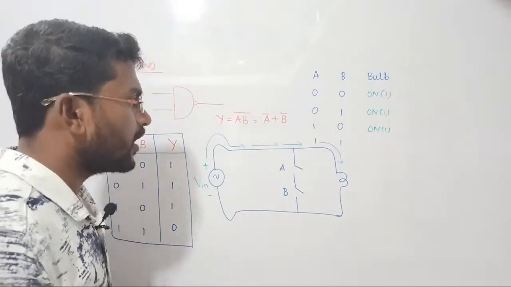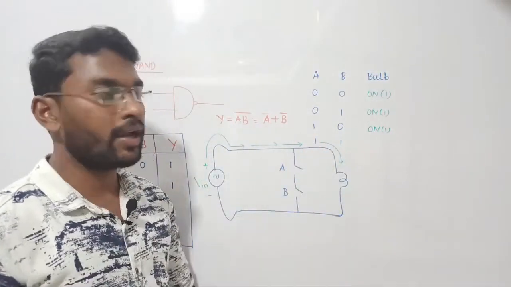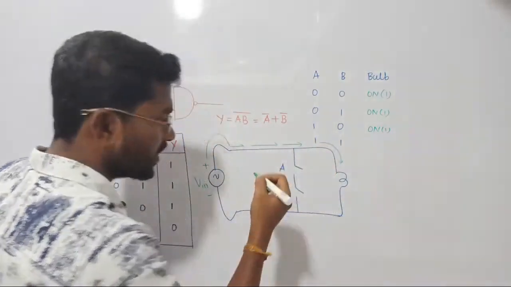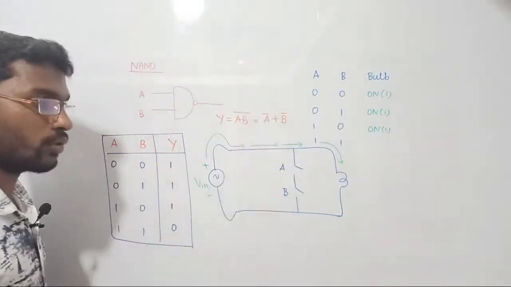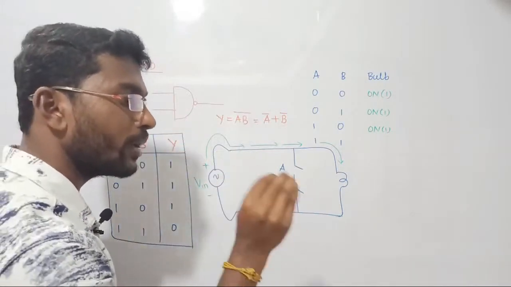Finally, I'm not feeling happy with this one, I would like to turn off the bulb. So I'm just triggering both of these switches. Then what will happen? Immediately when these two switches are turned on, there will be a short circuit. Current will always choose the low impedance path.